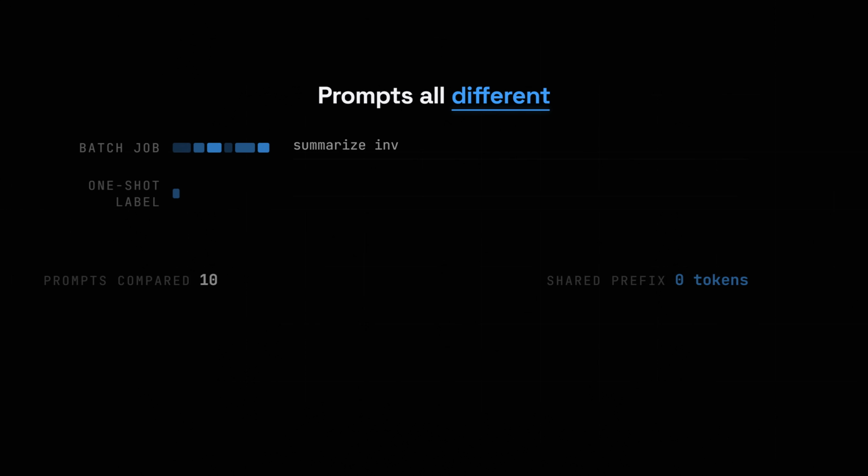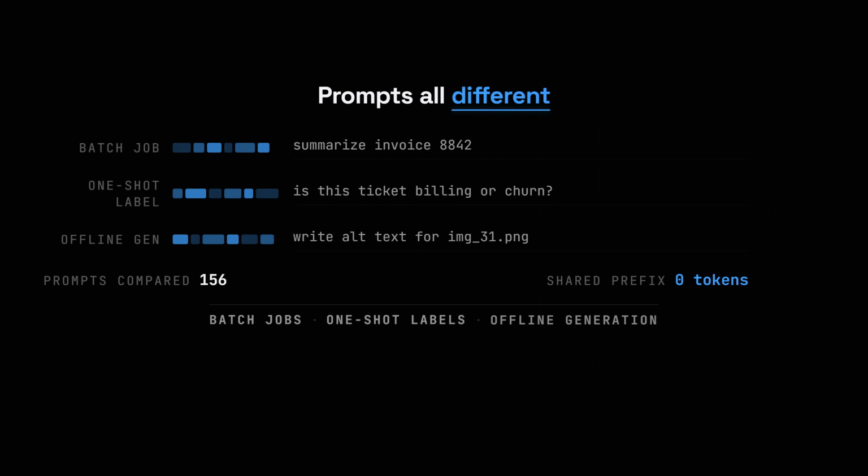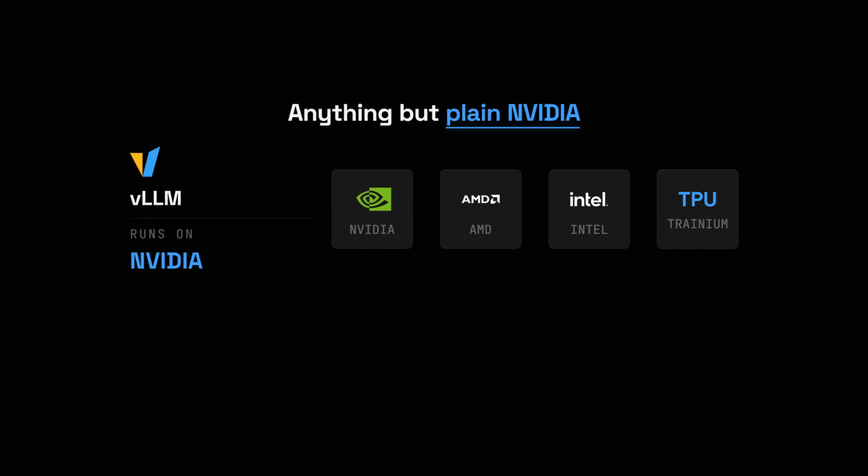Reach for vLLM when the prompts are all different and the hardware is anything but a plain NVIDIA card. Batch jobs, one-shot classification, offline generation, AMD, or a TPU in the mix. It's the broadest, safest bet, and on unique work it matches or beats SGLang outright.